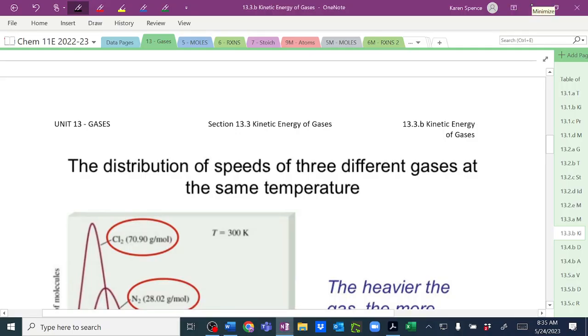Okay, we are starting off today on page 32. So we're finishing off the kinetic energy of gases today. We'll have a little tiny lesson and then you can work on the exercises.